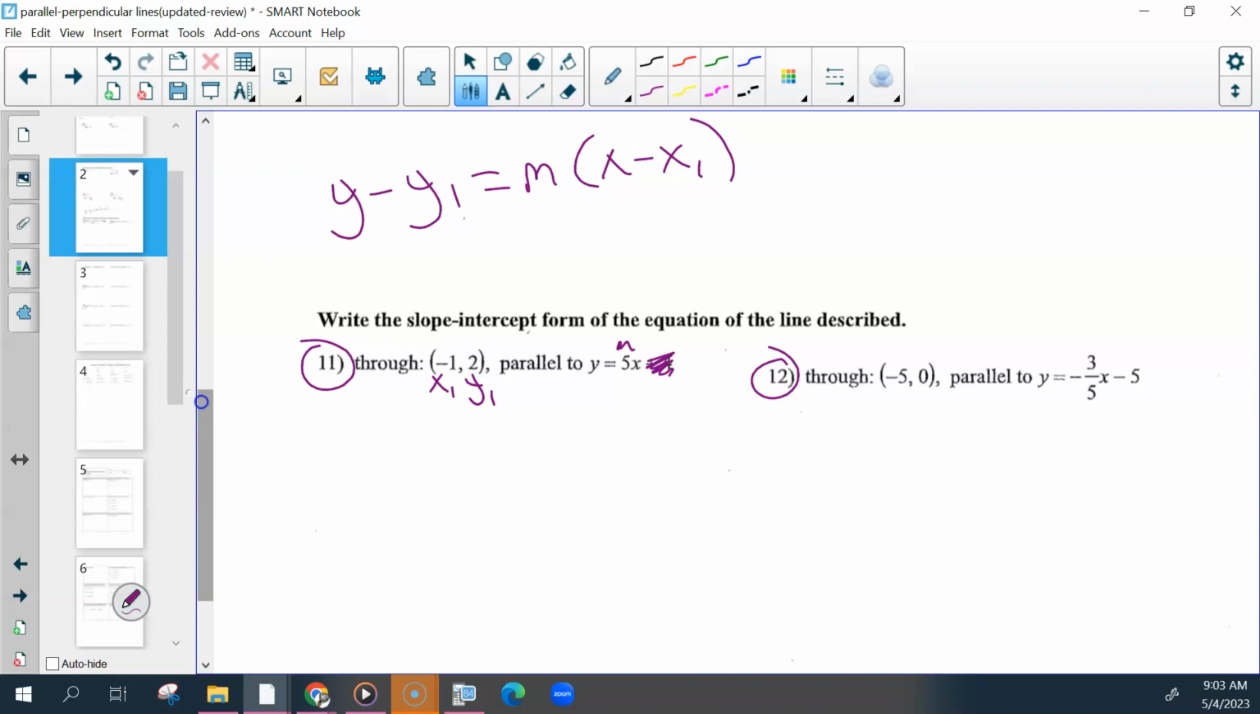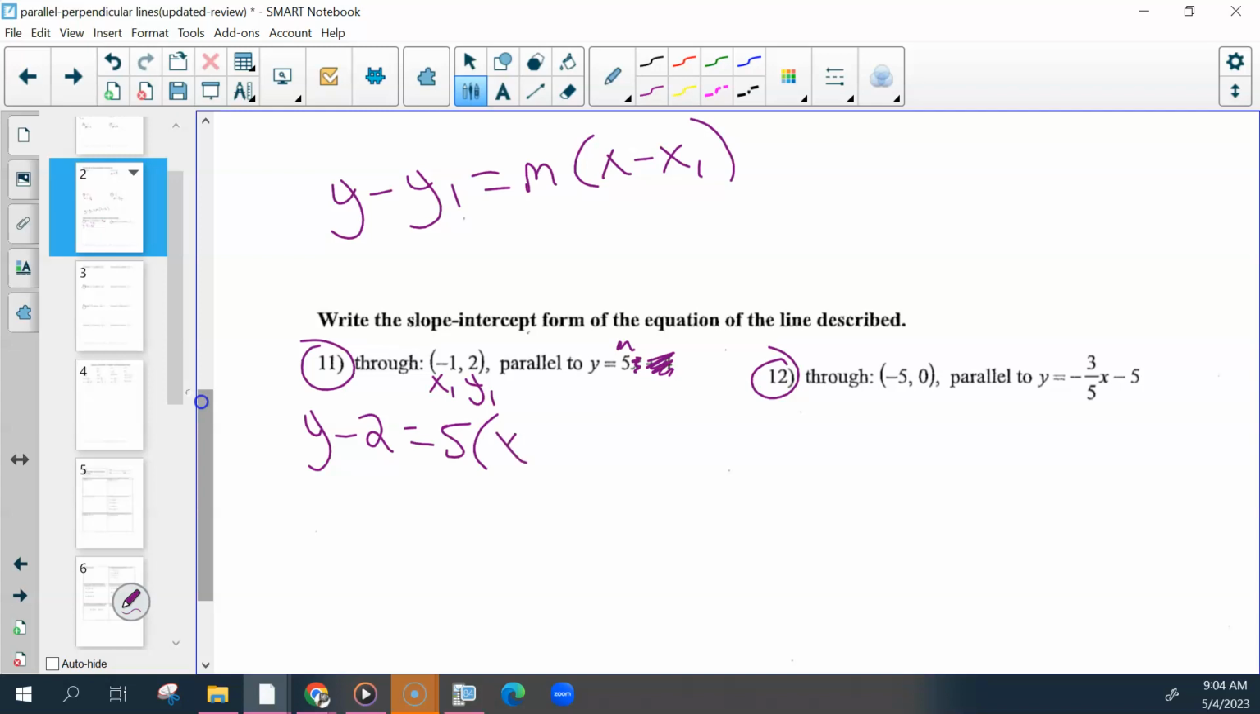The y and the x in your equation stay the variables y and x. And then we can start putting things in. So y minus y1 is 2 equals our m is 5. And notice that the m is just a number, not the x, so if you want to cross that out, you can as well.